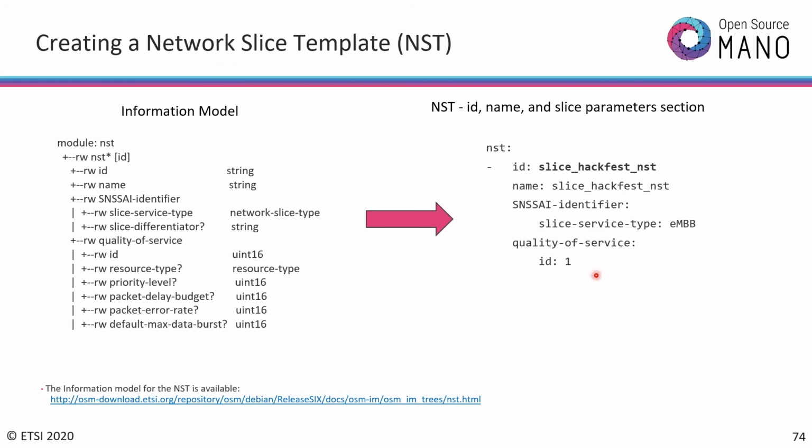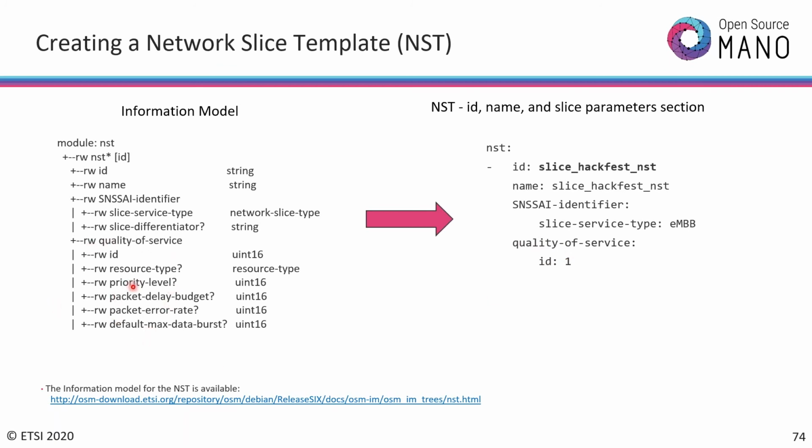We have three slice service types: eMBB, the one for IoT, and the other for reliable communications. Apart from that, we have the slice differentiator, which is a string, and the list of quality of service. So this was your question, where this ID comes from.